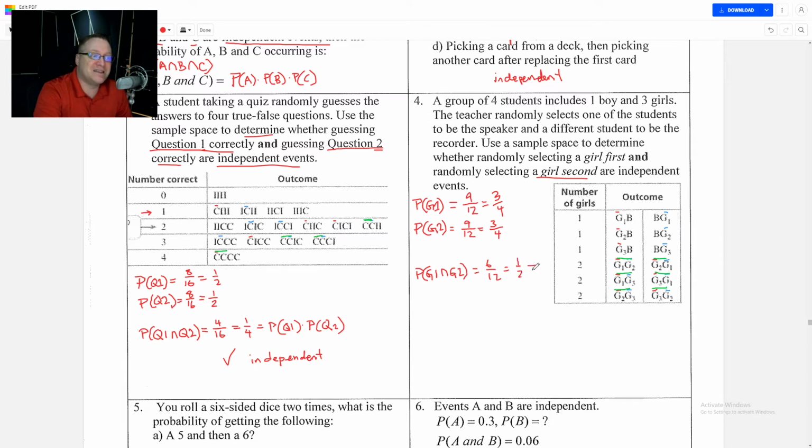But that does not equal 9 over 16, which is these things multiplied together. Therefore, we know that these are not independent. They are dependent. What happens in the first one changes what happens in the second one. And that makes sense, right? If you're choosing 2 and you're not replacing, then if we pick a girl, that's going to change the probability that our second one is a girl. So these are dependent events, and we can prove it like this.